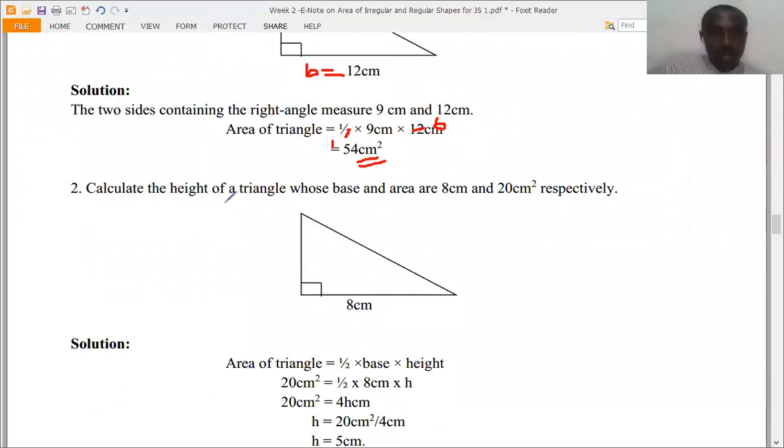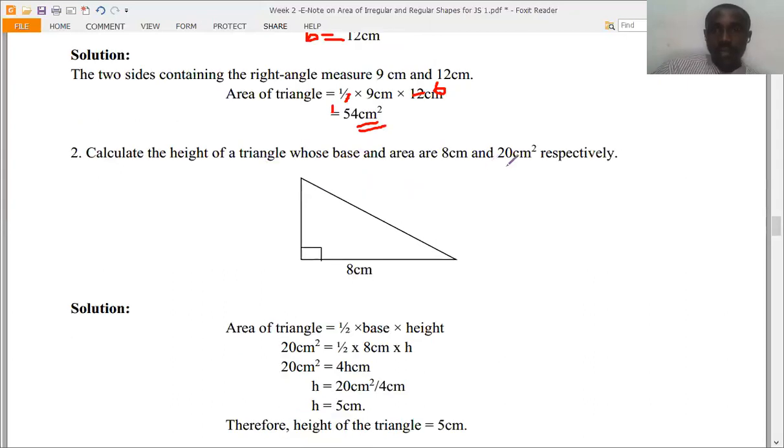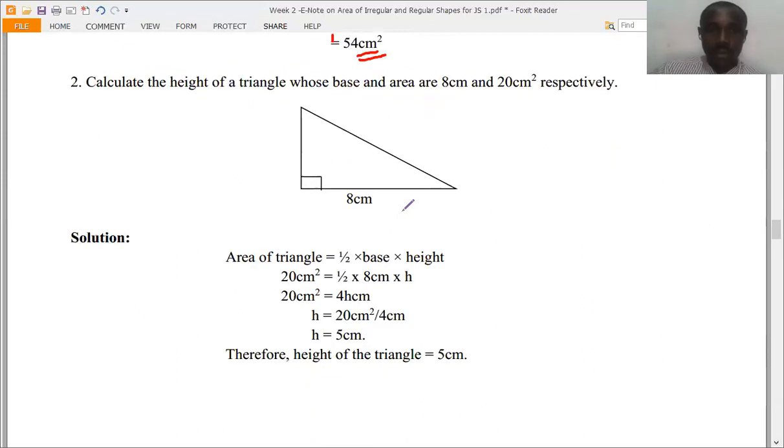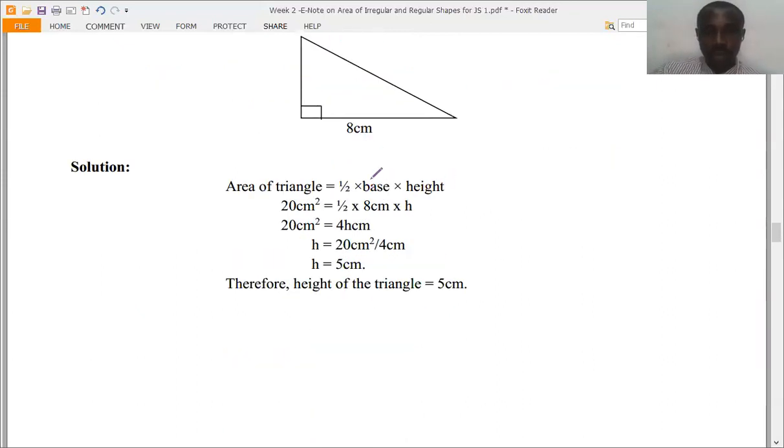Example 2. Calculate the height of a triangle whose base and area are 8 centimeters and 20 centimeters squared respectively. In this case, we want to calculate the height given the base and the area. Now we go back to the formula. The formula to calculate the area of the triangle is half base times height. Substituting the values given, the area is 20 centimeters squared, and the half is repeated. The base is given as 8 centimeters, and height is unknown. So when we solve further, this is 20 centimeters squared. Half of 8 is 4, so 4 centimeters times h.